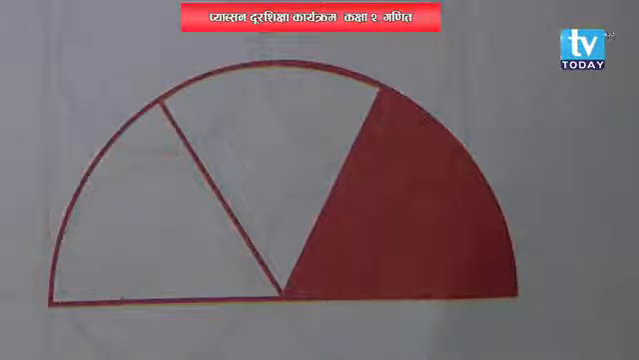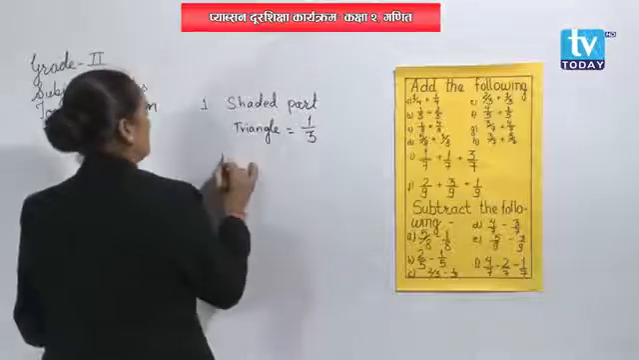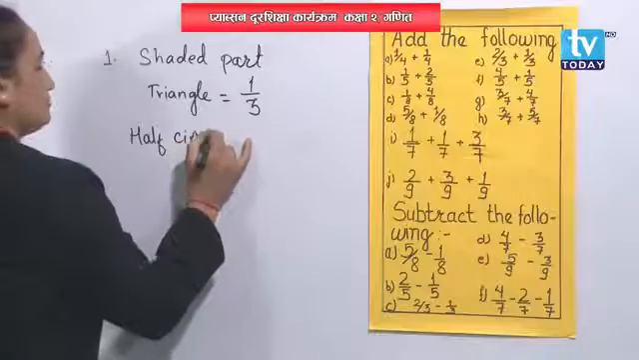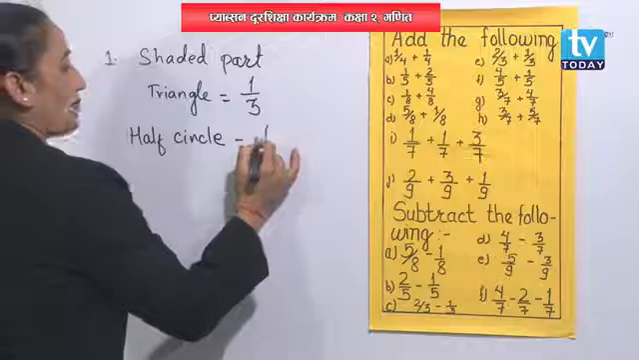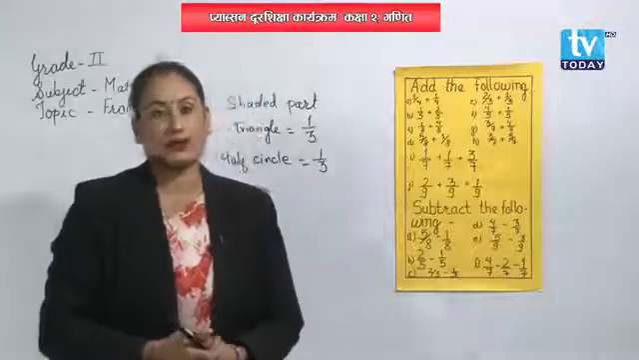Now students, have a look at the second picture. What is there in the second picture? It's a semi-circle. A half circle is there, right? And that half circle is divided into how many parts? Again into 3 parts. So students, tell me how many parts are shaded in that half circle? 1 part. Then how to write it as a fraction? Half circle equals 1/3. Again 1 part is shaded over there, that's why we say 1/3.